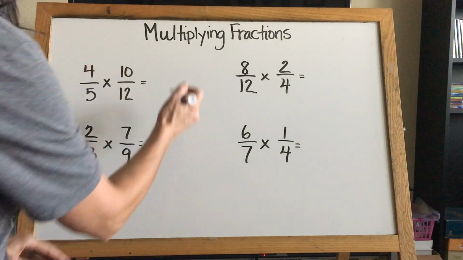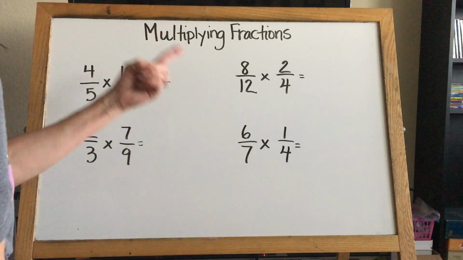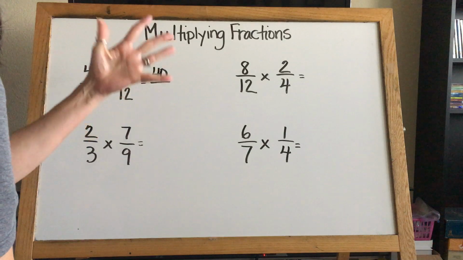Okay, so we're going to start here and you just multiply straight across. So 4 times 10 is 40. 5 times 12, 12, 24, 36, 48, 60.